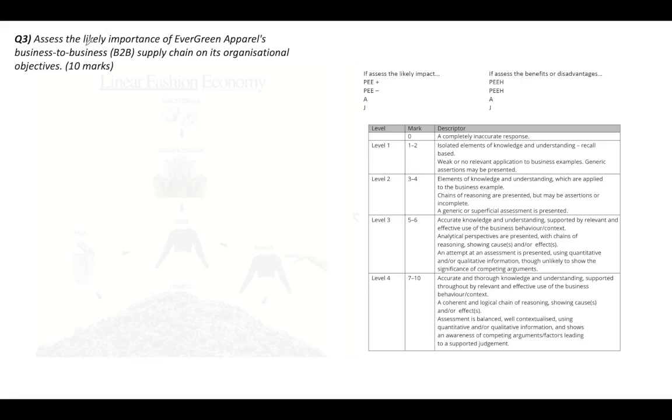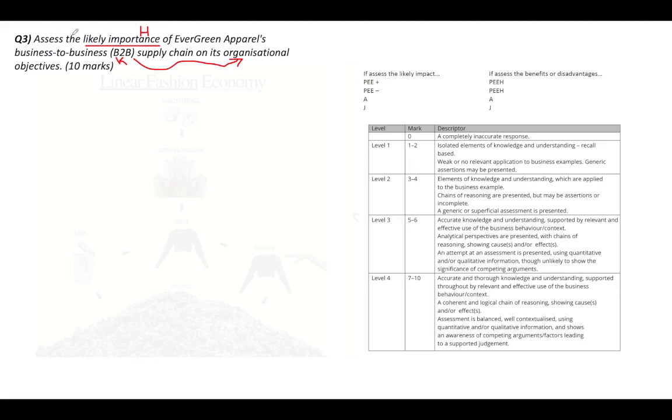So, first of all, likely importance. Clearly, this is going to be the start of our hook of their business-to-business supply chain. Put it in the question for you. On its organisational objectives. So it's the importance of this on its organisational objectives. So I need to identify the organisational objectives. That's easy. And it's B2B.